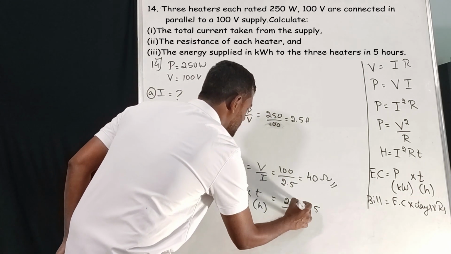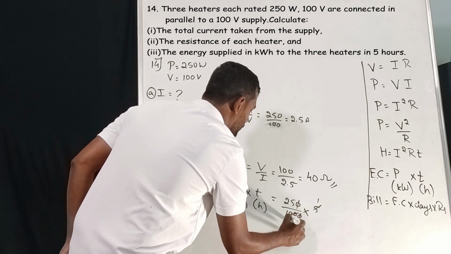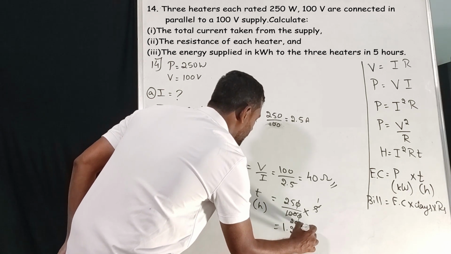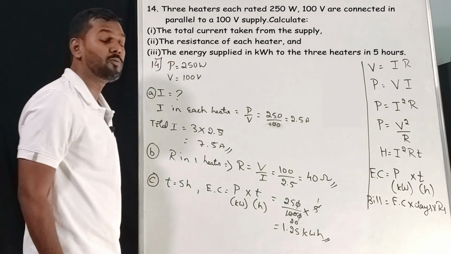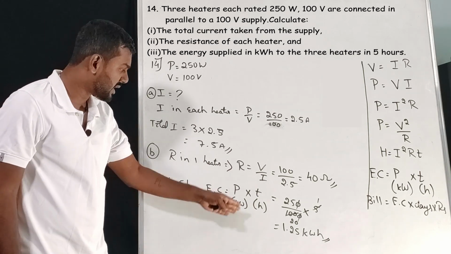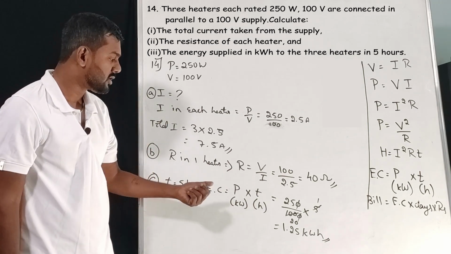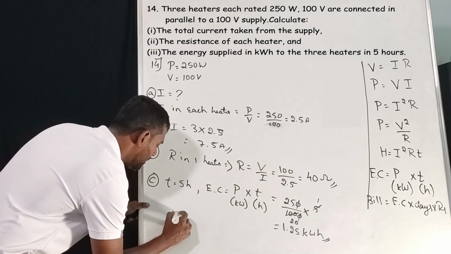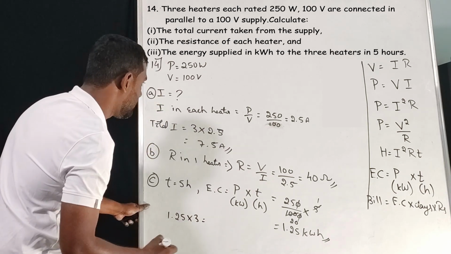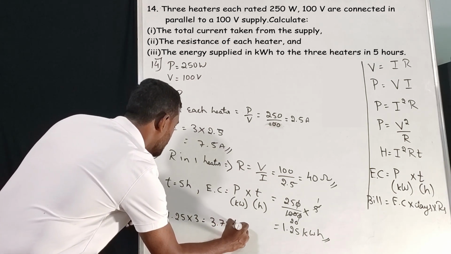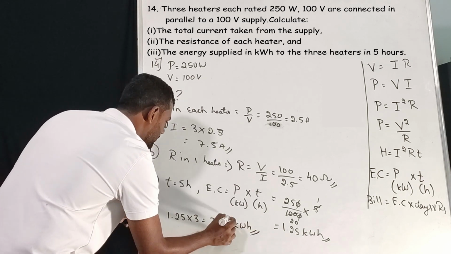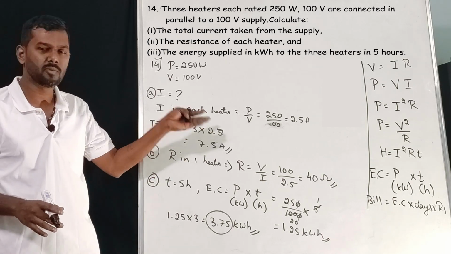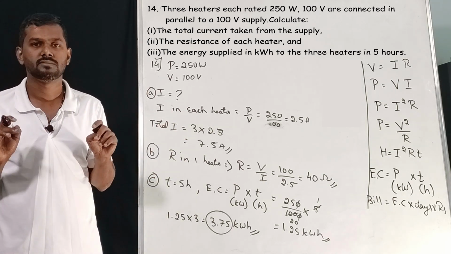So energy consumption, listen, 0 0 get cancelled, 5 1s are 5, 20s are, so 25 divided by 20, that will be equal to 1.25 kilowatt hour. So what is this? This is the energy consumption by one heater, correct? So we need to find the total energy consumption by all the 3 heaters. So this 1.25 into 3, answer will be 3.75 kilowatt hour. That's it. This is the final answer. See, if you know the concept, just apply the formula, substitute the values, get the answer. That's it.